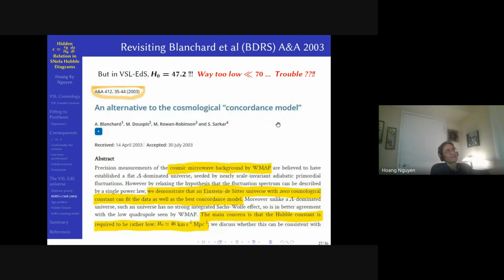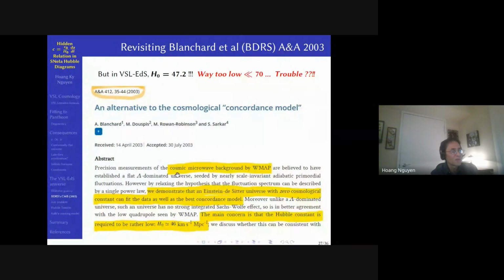It turns out that after I finished my work on this value 47 here, I looked on the internet. I mean, in the literature, you find out whether this value has been found elsewhere. And there was at least one, and two actually. This one is by these four gentlemen, Blanchard, Douspis, Robin, Robertson, and Sakai. I will call them BDS for short. Another one is work by Tom Shanks of the University of Durham. Anyway, they published this paper 26 years ago, an alternative to the lambda CDM model.